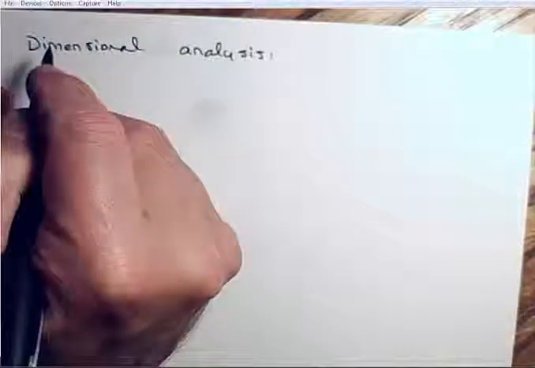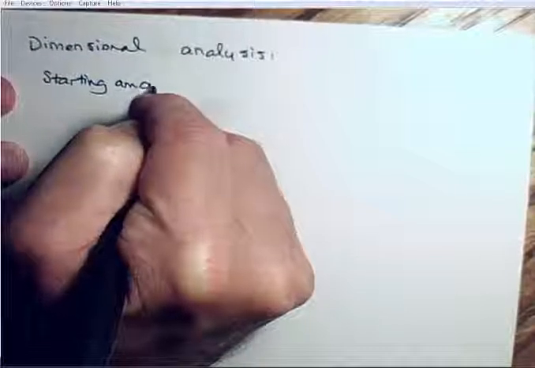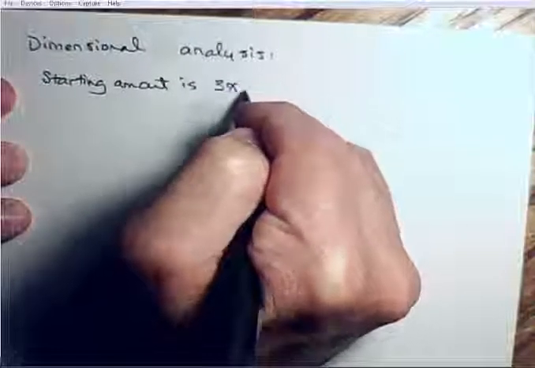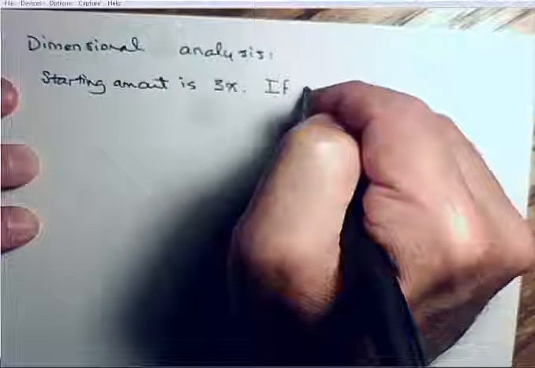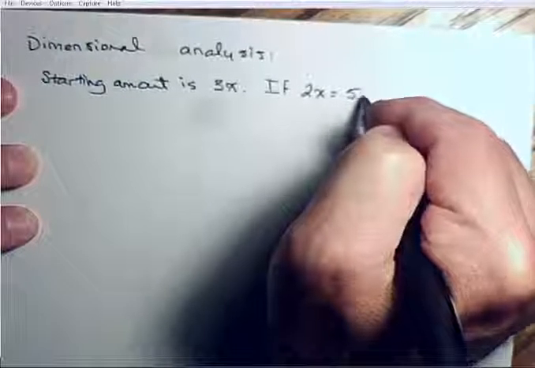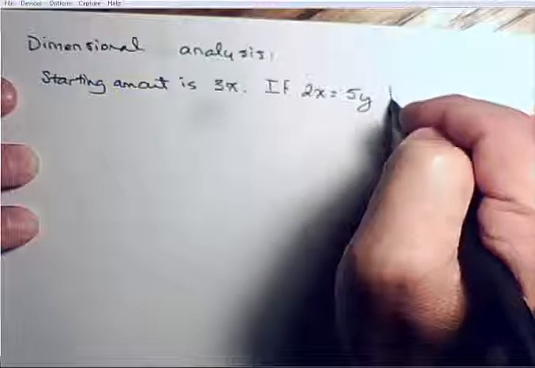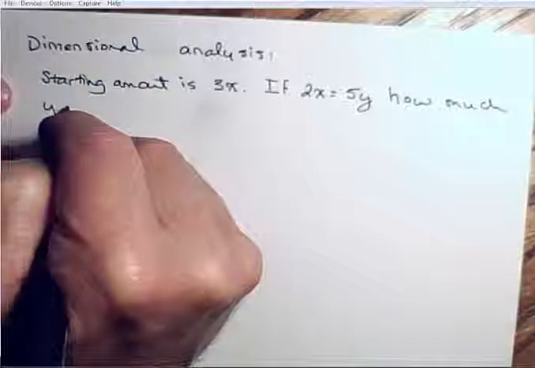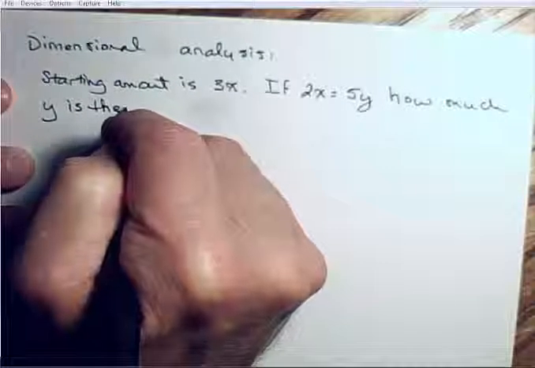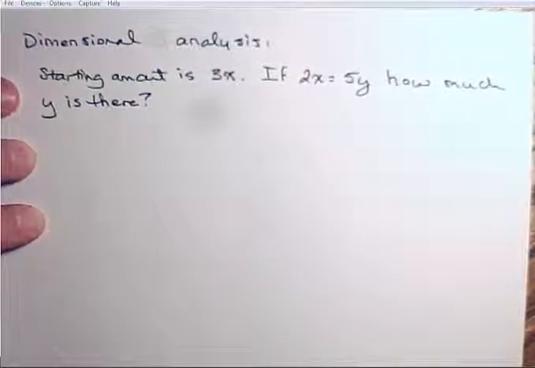Okay? Let's say we're starting with an amount of 3x. That's our starting amount, 3x. And let's say that 2x is equal to 5y. This is kind of a funny statement, the way I put it, but it's going to relate to what we're going to be doing in here and tying in what you've already learned about algebra, okay?